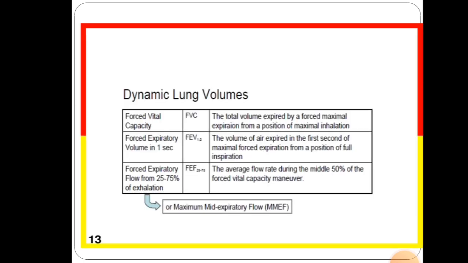There is also forced vital capacity, meaning the volume expired by forced maximum expiration from the position of maximum inhalation. Then FEV1 is the volume of air expired in the first second of maximal forced expiration from the position of full inspiration. And then forced expiratory flow from 25 to 75% of exhalation is the average flow rate during the middle 50% of forced vital capacity.